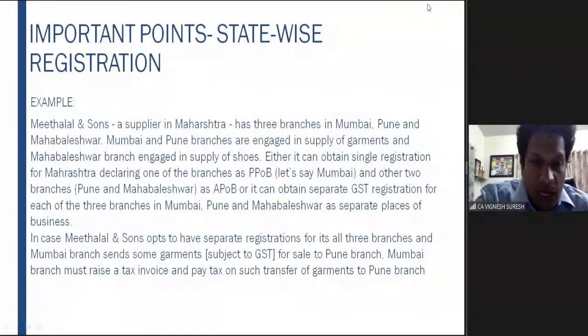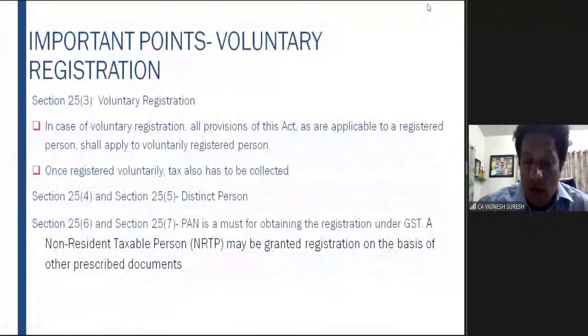So in this particular situation, if Meetha Lal opts to have separate registrations for the 3 branches, and the Mumbai branch sends some garments for sale to the Pune branch, then the Mumbai branch should raise a tax invoice and pay the tax on the transfer of garments to the Pune branch. Even though they are the same business, since different GST registrations are there, a tax invoice has to be raised. I hope this example also is clear.